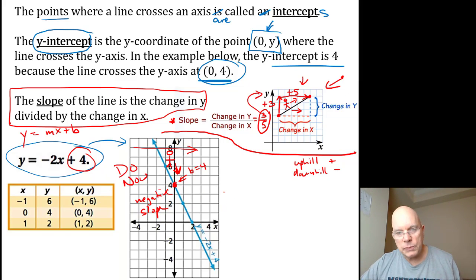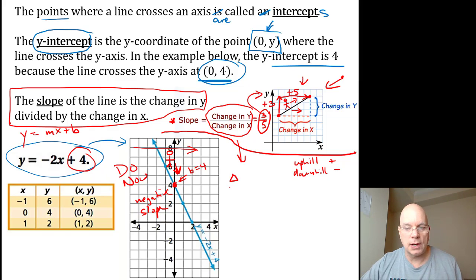All right. The way you calculate slope, you don't want to have to write change in y over change in x every single time. So there's a symbol for change, delta. Delta means change. So you write delta y over delta x. That means the change in y over the change in x.